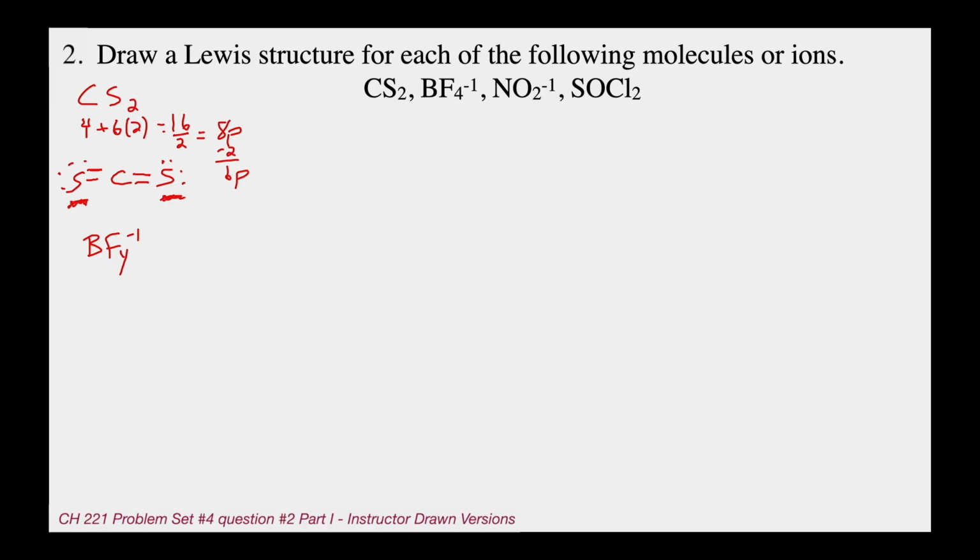BF4 -1. So again, same kind of game as before. Start by counting the valence electrons. So boron is in group 3. Each fluorine is 7, and there's 4 of them. Now, a -1 means it has an extra electron. So you add the -1 as an extra electron.